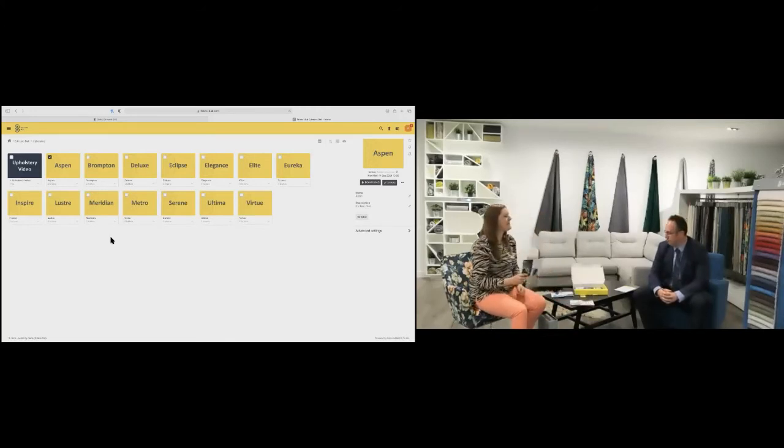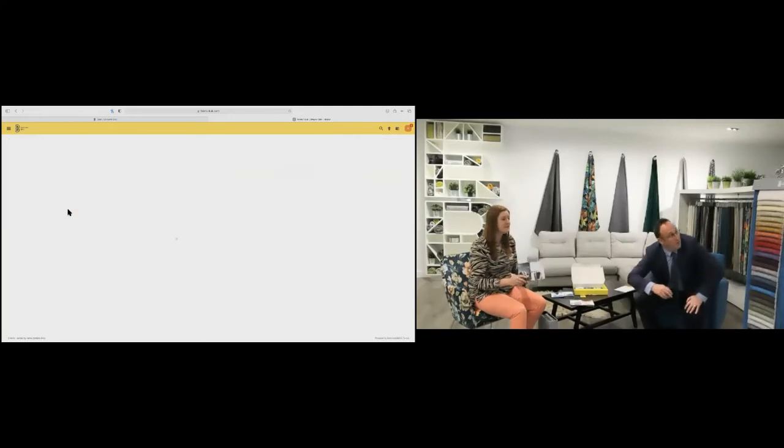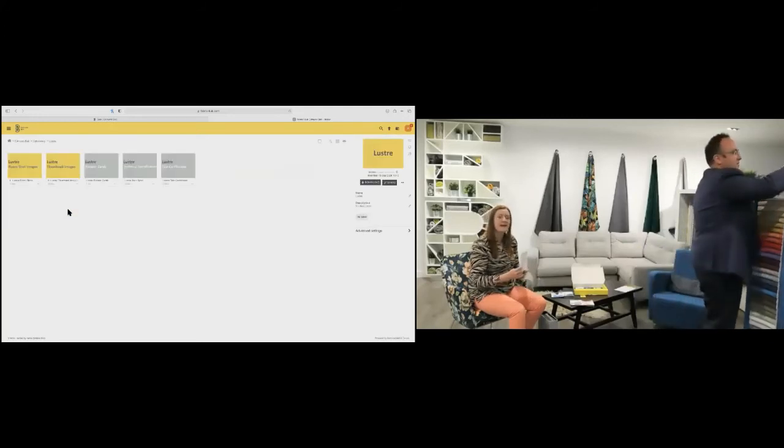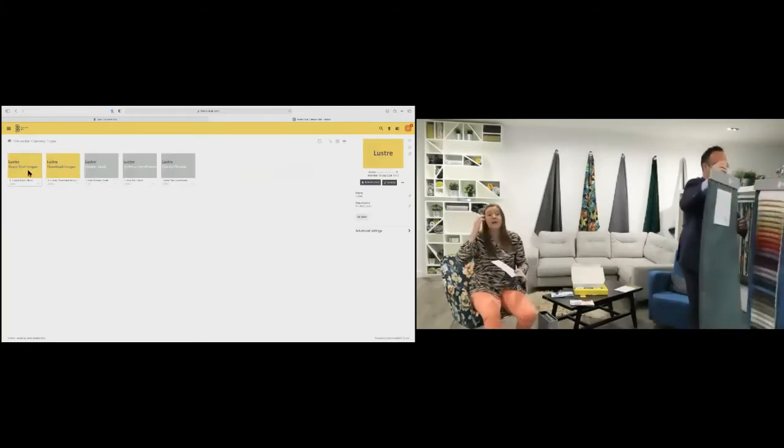Should we go to a completely different thing now? Okay. So how about Lustre? Lustre being completely different, I think you've got a hanger up there. Amy, you may want to flash this up on Fabric Hub.